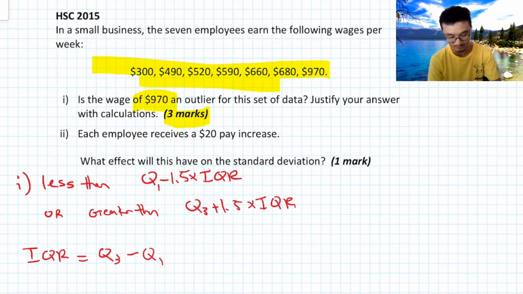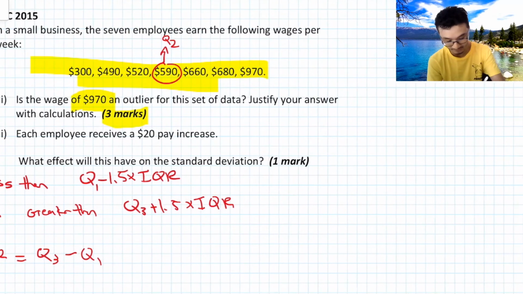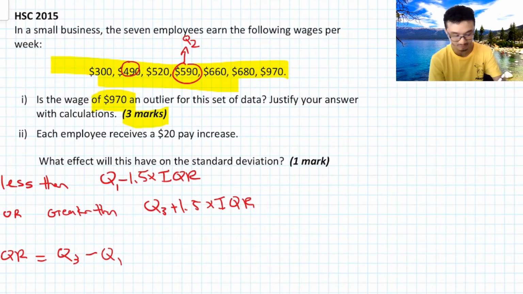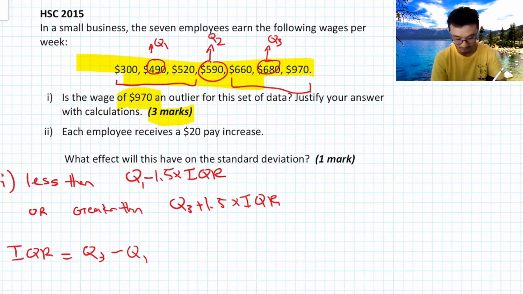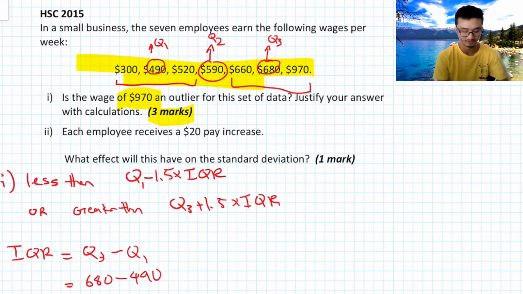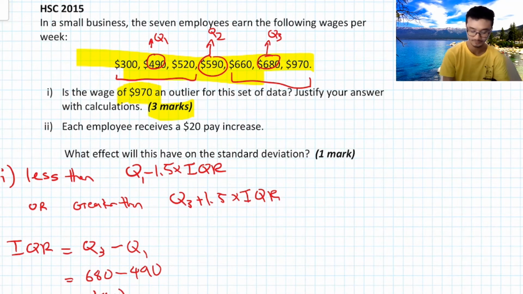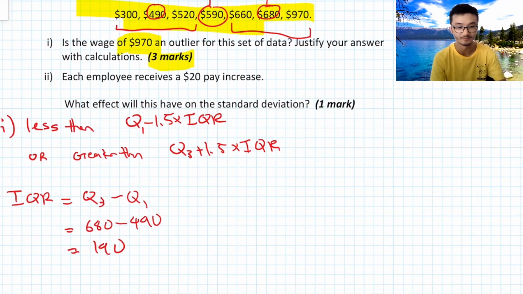In this case, I've got 1, 2, 3, 4, 5, 6, 7 points of data. This here is my median, Q2. And so Q1 and Q3 are going to be these 2 points here. Q1 is 490 because that splits up the first half into 2 equal parts. And this is my Q3, which splits up my second half. So Q3 minus Q1, I've got 680 minus 490, and that looks like it's going to be 190. I've got my interquartile range.